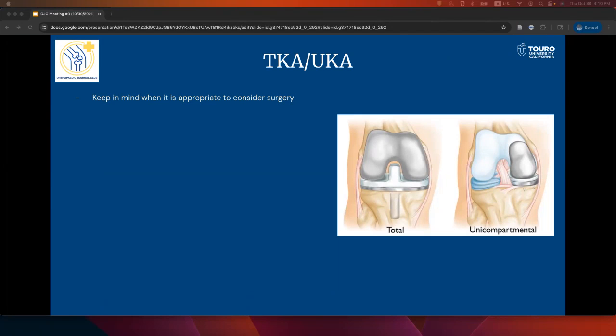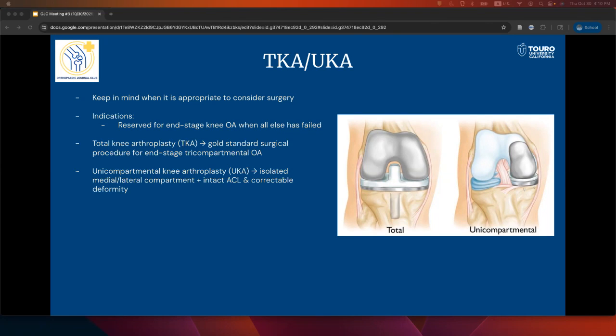So just to talk a little bit about what a unicompartmental is, you can see here the entire knee is replaced in a total, and then just the arthritic portion is replaced in a unicompartmental. It's isolated mostly for medial or lateral compartment, but the important thing to consider for a UKA is that the ACL has to be intact, and also if the patient has any valgus or varus deformities, that they could be correctable with the UKA procedure. So that's just something to keep in mind.